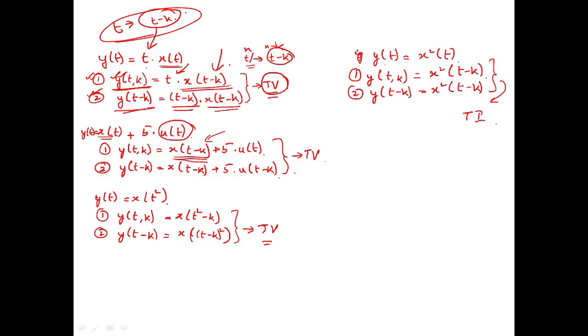In the second example over here, y(t) equals x square t. So delaying of the signal, see, is the same. When we are replacing t with t minus k, it is also the same. So this system is a time invariant system. In the third case, y(t) equals x(t) plus 5 u(t). Okay, in the first case, we are delaying the input. So the input has been delayed, see. But this u(t), it is not a signal.